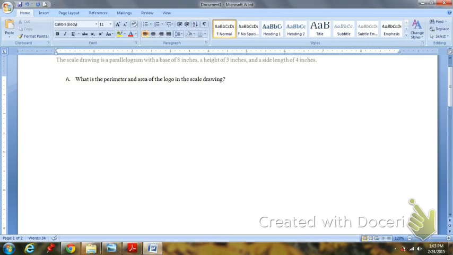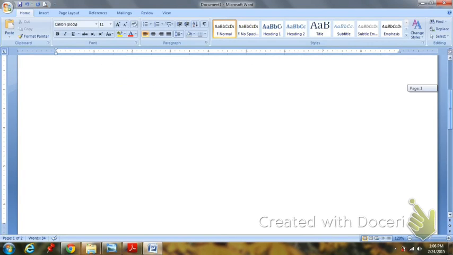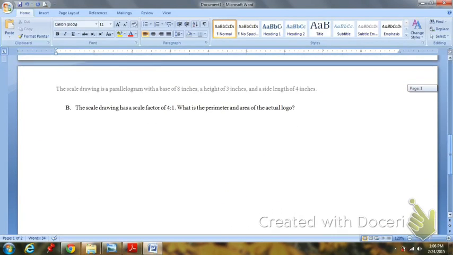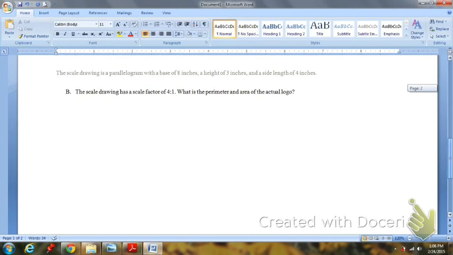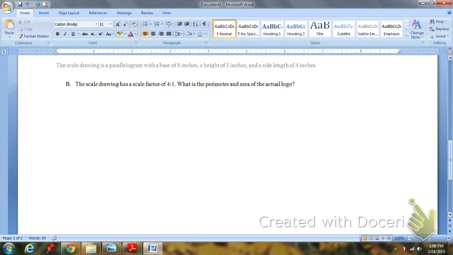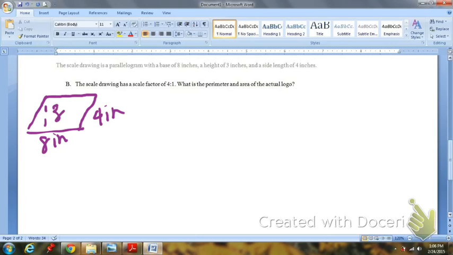So now we are going to go to Part B. Part B says the scale drawing has a factor of 4:1. So what is the perimeter and area of the actual logo? Before we can find the perimeter and area, we need to find the dimensions of the actual logo. So let's draw our parallelogram again. And this was 8 inches, and this was 4 inches, and this was 3 inches.